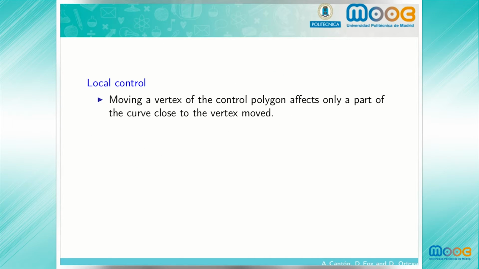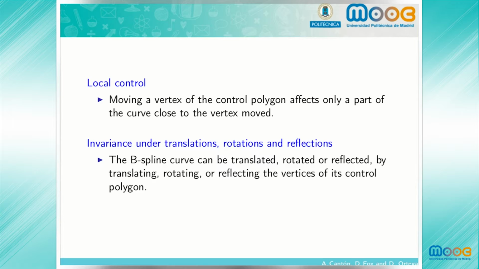These curves also enjoy local control, meaning that moving a vertex of the control polygon affects only a part of the curve close to the vertex moved, but not the whole curve. They are also invariant under translations, rotations, and reflections. The B-spline curve can be translated, rotated, or reflected by translating, rotating, or reflecting the vertices of its control polygon.